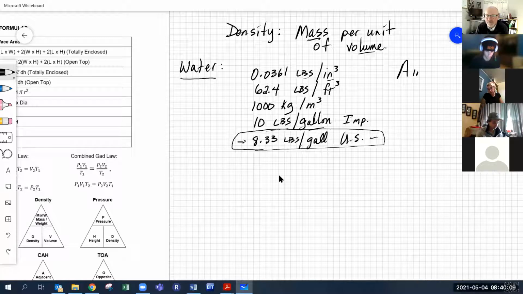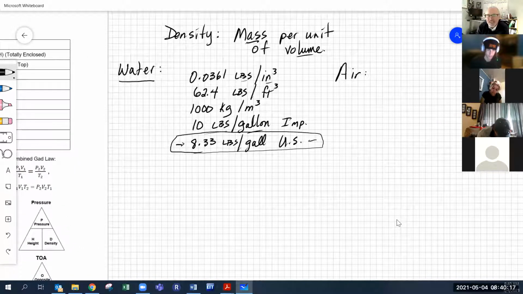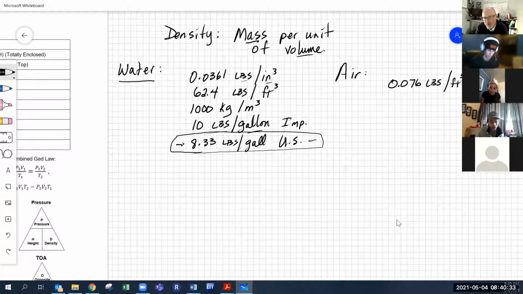We also have some densities of air that we need to be concerned about a little bit too. And the densities of air are 0.076 pounds per cubic foot. So that's the mass of what air is. And there is a metric equivalent to that, which is 1.29 kilograms per cubic meter is what air weighs.